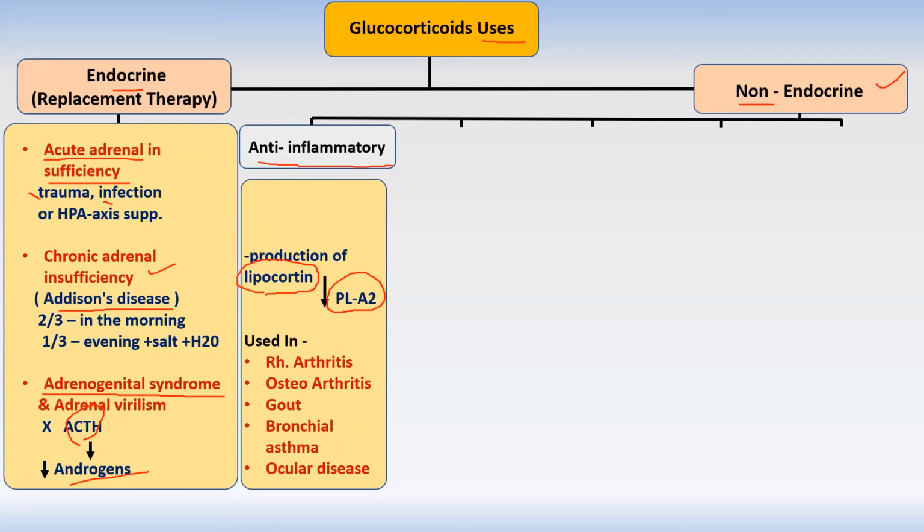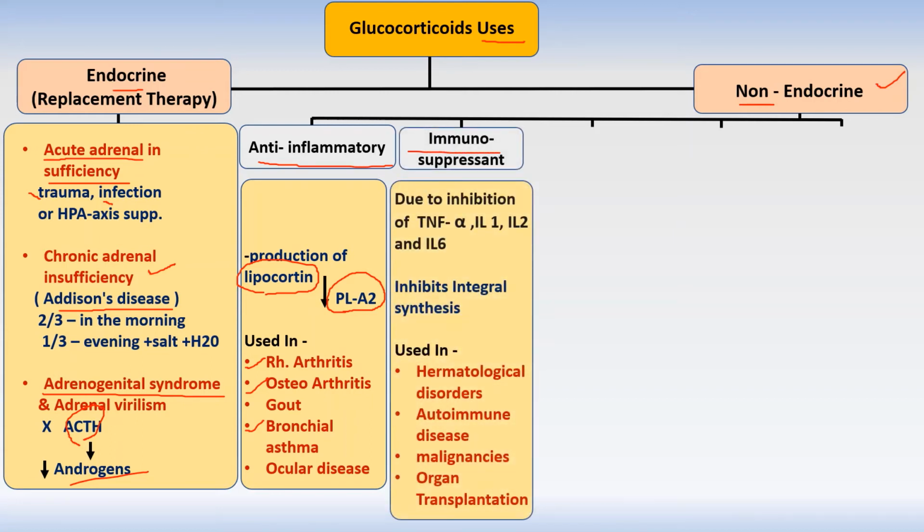Due to its anti-inflammatory activity, this can be used in the treatment of rheumatoid arthritis, osteoarthritis, rheumatic fever, bronchial asthma, then nephrotic syndrome, ulcerative colitis, etc. Glucocorticoids have an immunosuppressant effect, and this effect is mainly due to the inhibition of interleukin, TNF alpha and integrin. So they can be used in autoimmune diseases, then hematology disorders, certain malignancies, and even in organ transplantation to reduce the risk of rejection.